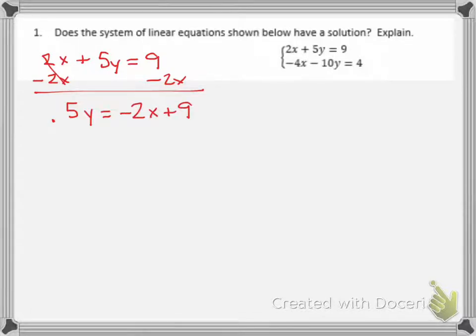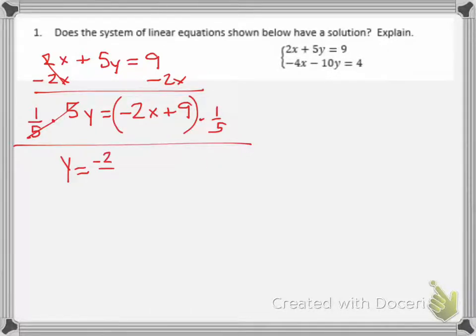And then multiply by the reciprocal of 5. And when we do that, the 5's cancel. Y equals, I'm distributing the 1/5, so this is negative 2/5 x. And then 9 times 1/5 is 9/5, so a positive 9/5. So there's slope-intercept form of the first equation. And then let's do the same thing for the second.